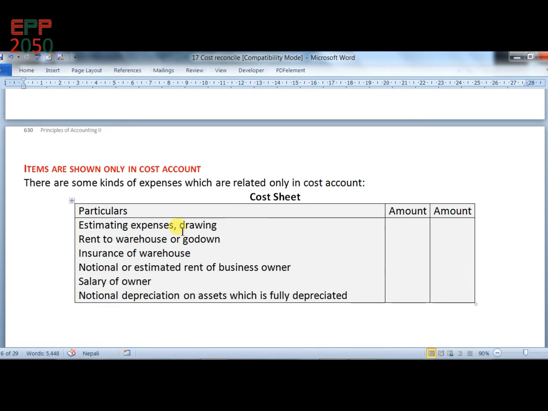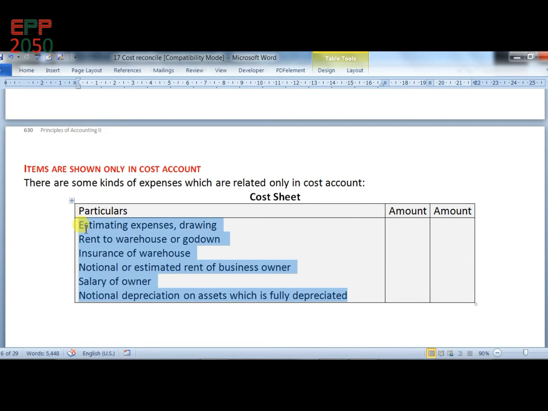And there are some transactions which are only recorded in cost accounting. Look here, cost sheet. They are estimated expenses, drawings, rent of warehouse or godown, insurance of warehouse, notional or estimated rent of business owners, salary of owners, notional depreciation on assets which is fully depreciated. These transactions are only recorded in cost sheet and these are the expenses.